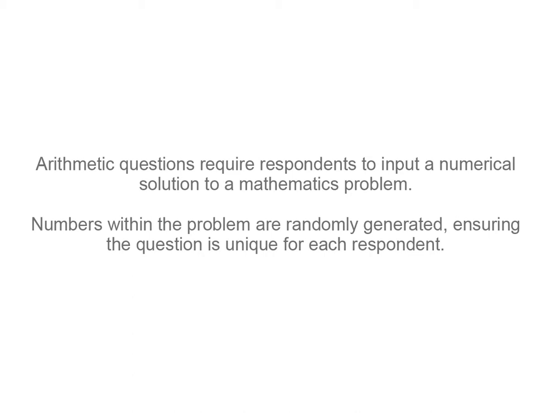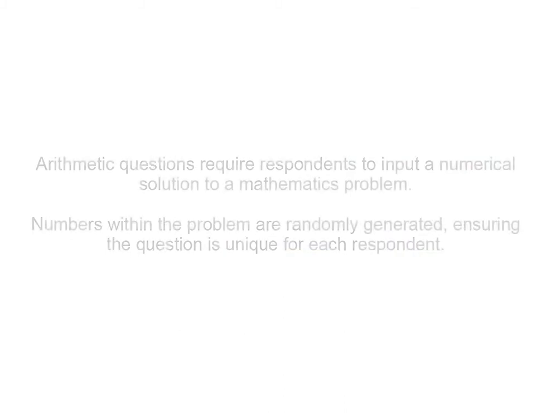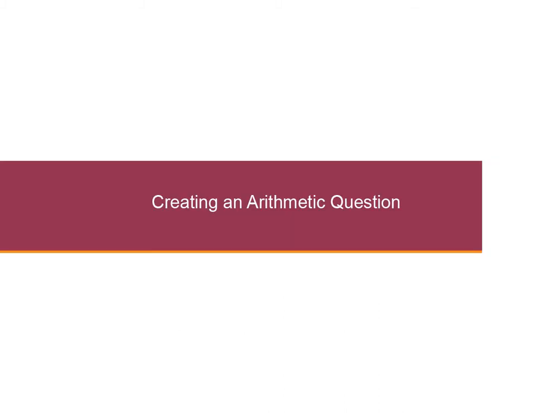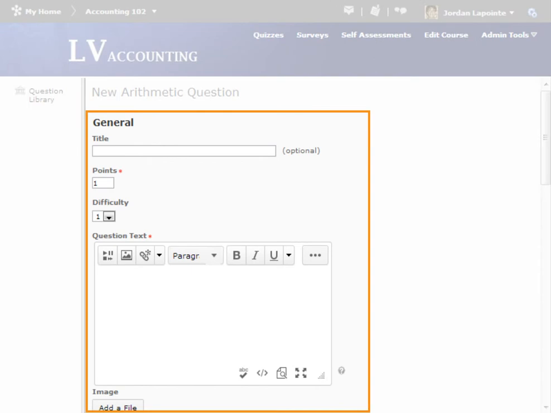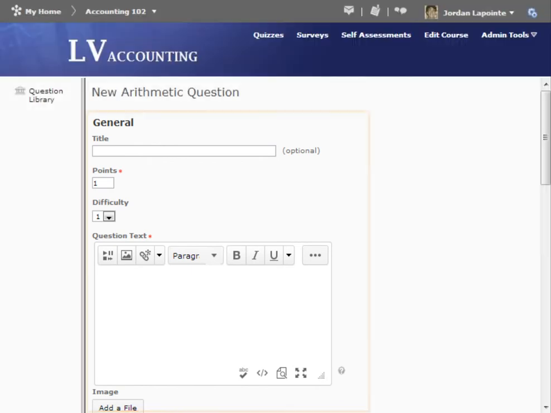Arithmetic questions require respondents to input a numerical solution to a mathematics problem. Numbers within the problem are randomly generated, ensuring the question is unique for each respondent. Fill out the general fields, as described in the Common Elements tutorial.